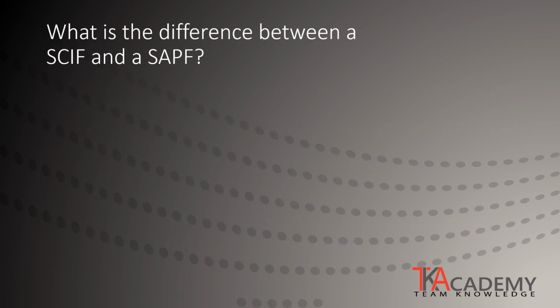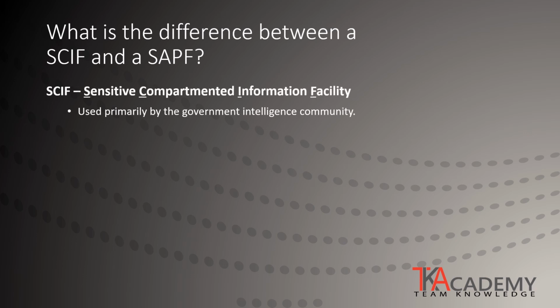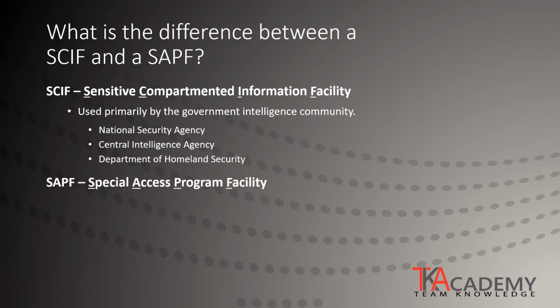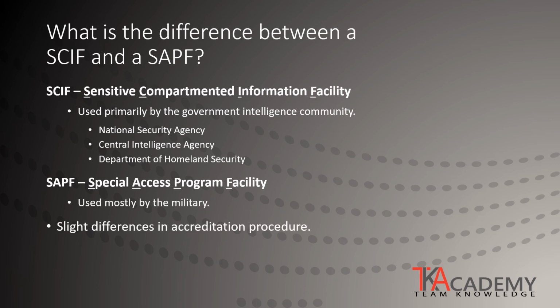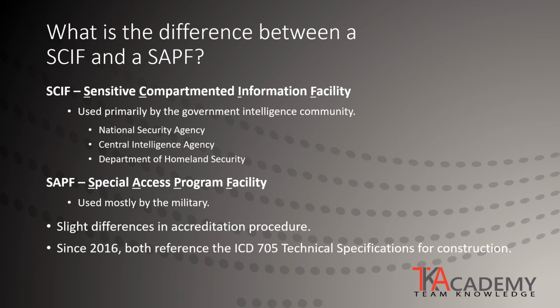Another term that is sometimes used for a similar type of facility is SAP-F. A SAP-F and a SCIF are very similar, so what is the difference between the two? A SCIF stands for Sensitive Compartmented Information Facility and is primarily used by government intelligence communities such as the National Security Agency, the Central Intelligence Agency, and Department of Homeland Security. SAP-F stands for Special Access Program Facility and is used mostly by the military. There are slight differences in the accreditation process, but since 2016, both reference the ICD 705 technical specifications for the regulation of design and construction.